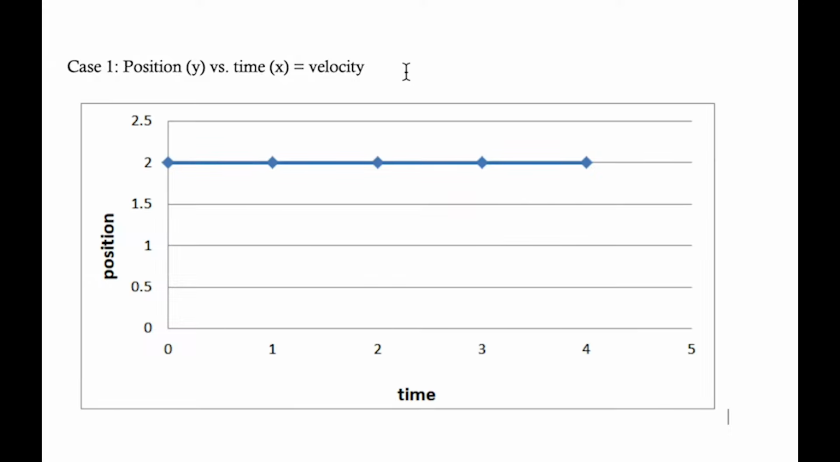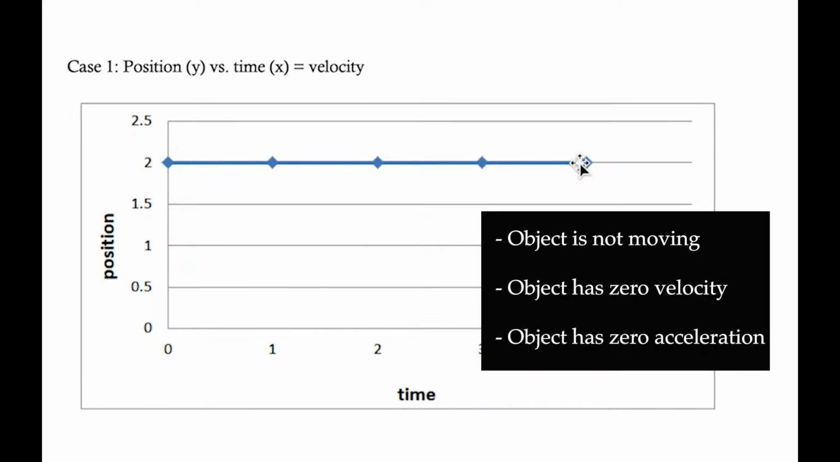All right, as you can see here, we have position as y, time as x, and you can see this horizontal line. So this horizontal line represents velocity. And as you know from math, any horizontal line has a slope of 0. And if the slope is 0, this means that the velocity is also 0. So what can we conclude about this object? Is the object moving? No, because the velocity is 0. Is it accelerating? Of course not, because when the object is not moving, it obviously has no acceleration as well.